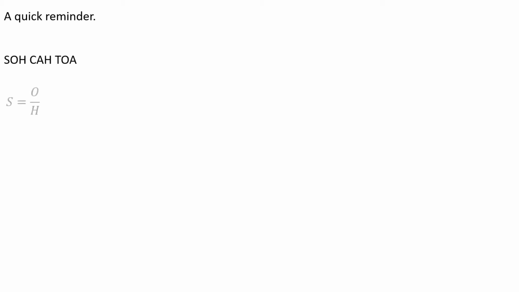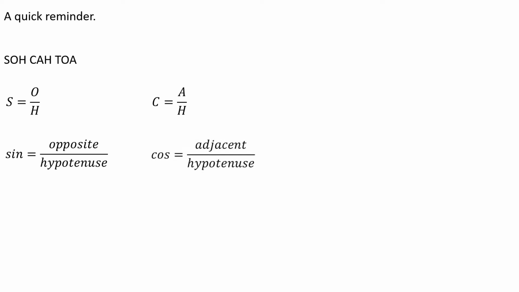Okay, quick reminder, SOHCAHTOA is always our friend. It reminds me that sine is opposite over hypotenuse, that cosine is adjacent over hypotenuse, and tangent has to be opposite over adjacent.